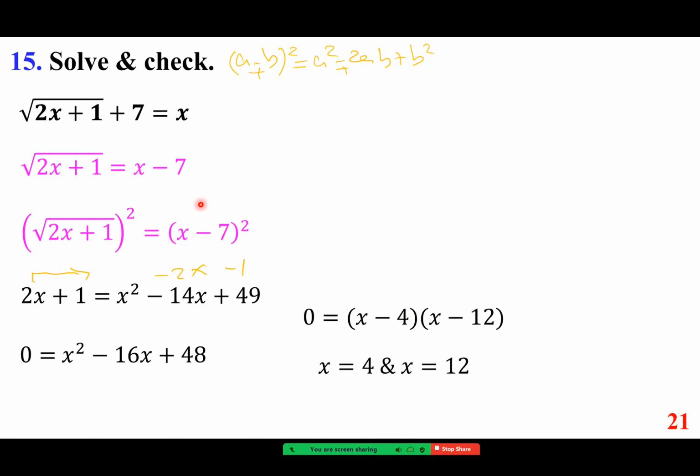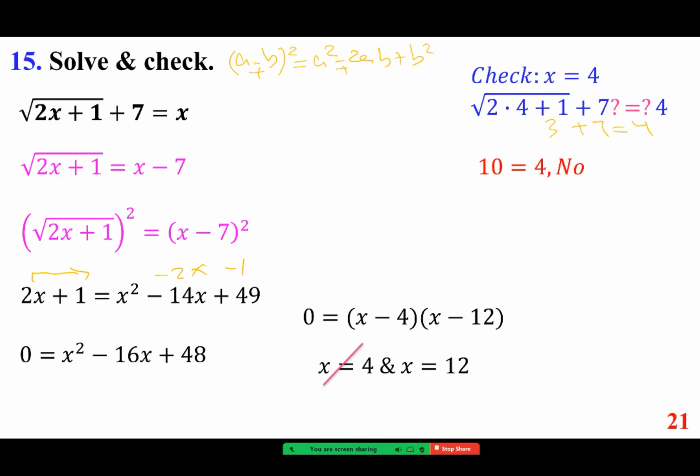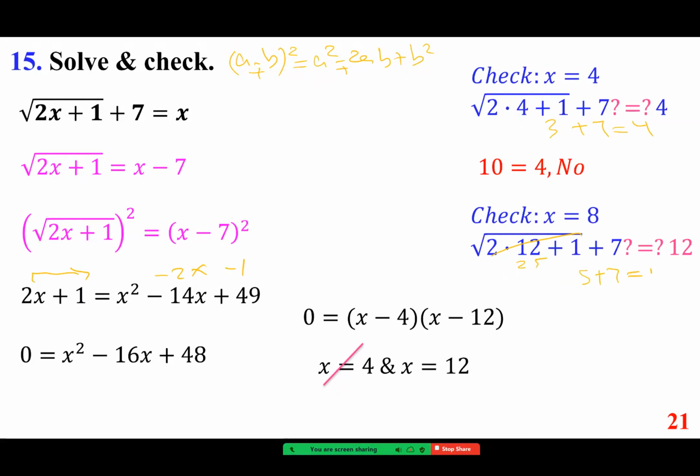So let's plug in 4 into the original one. 2 times 4, 8, plus 1, 9, square root of that. This is 3. Is 3 plus 7 equal to 4? No, that doesn't work. Let's plug in number 12. 2 times 12, 24, and 1 is 25. So this is 25, and the square root of 25 is 5. Is 5 plus 7 equal to 12? Yes, it checks. And this is the correct answer.